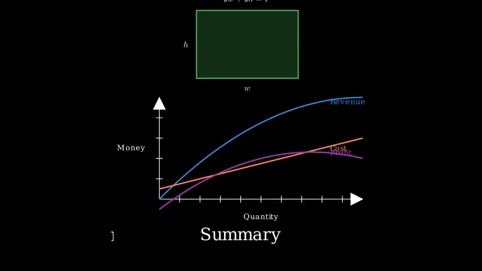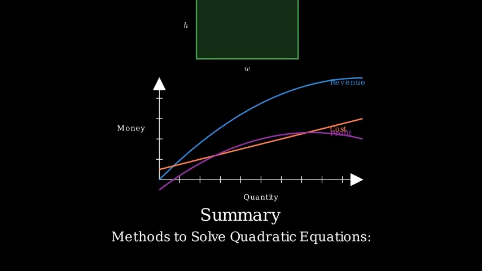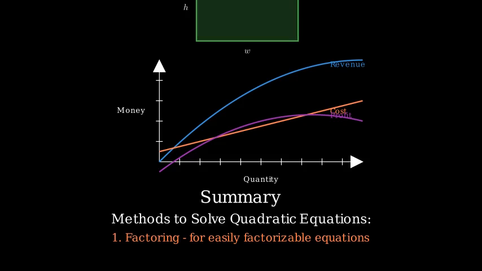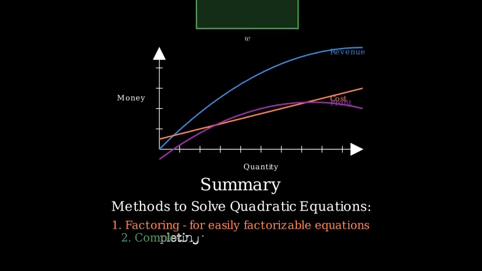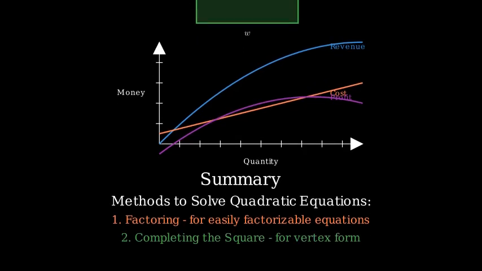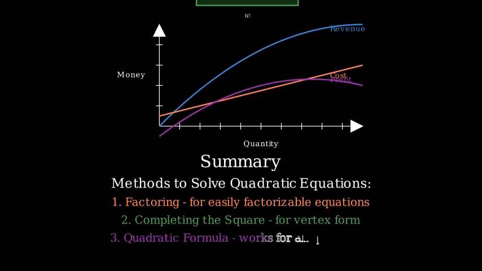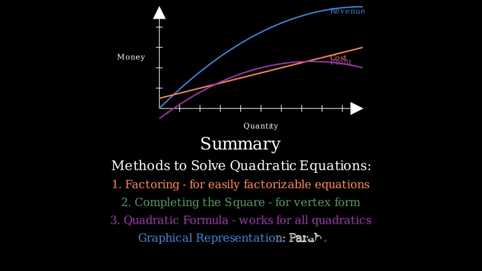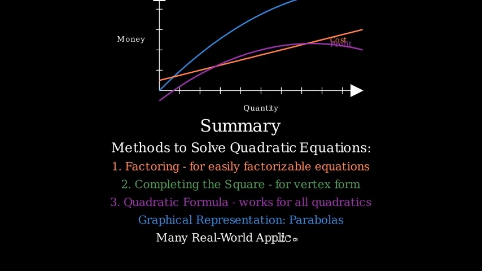To summarize, we've learned about quadratic equations and three methods to solve them: factoring, which works best when the equation can be easily factored, completing the square, which is useful for converting to vertex form, and the quadratic formula, which works for any quadratic equation. We've also seen how quadratic equations relate to parabolas graphically and their many real-world applications.